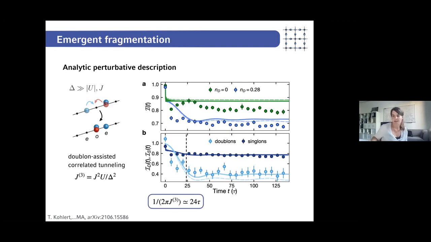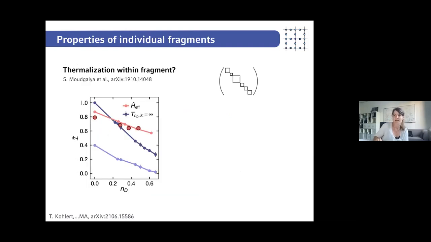So this is to see that the effective Hamiltonian works. The effective Hamiltonian is actually the solid line in the calculation. This is ED with the effective Hamiltonian. And we do see a very nice agreement with our data. So even for these moderate values of the tilt equal to 8J, we seem to be already in the regime where the effective Hamiltonian describes the dynamics at least up to around 100 tunneling times. Okay, so we can start to ask questions about thermalization in this effective fragmented model.